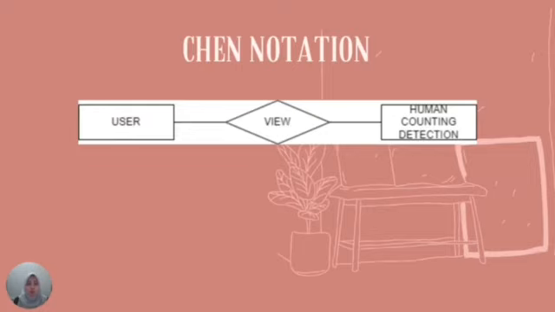Chen notation is one of the models used in ER modeling. There are three elements in Chen notation, which are entities, relationships, and cardinality. In Chen notation, entities are represented by a rectangle and relationships are represented by a diamond. There are two entities in this project, which are users and human counting detection. The entities are connected with a line showing cardinality. This figure shows a many-to-many relationship used to connect the user and human counting detection entities, and the relationship between these two entities is view.